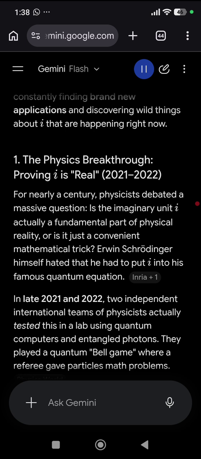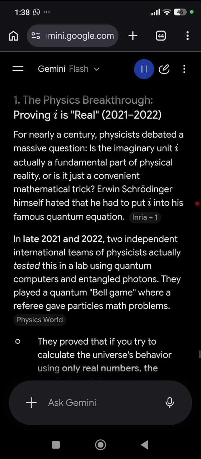For nearly a century, physicists debated a massive question: is the imaginary unit i actually a fundamental part of physical reality, or is it just a convenient mathematical trick? Erwin Schrödinger himself hated that he had to put i into his famous quantum equation.